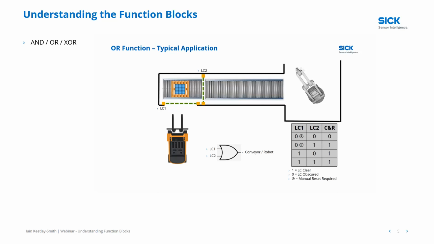And if light curtain 1 is healthy, you can see it's got 1, 1 in the truth table there. Light curtain 1 is at logic 1, light curtain 2 is at logic 0, but the conveyor and robot can still run because the primary light curtain, which is light curtain 1, is still active. So we don't need to do any muting or anything fancy on light curtain 2. All we need is that light curtain 2 can be broken constantly as long as light curtain 1 is clear. So I hope that makes sense. It's just to give you an example of where you may use an OR gate.